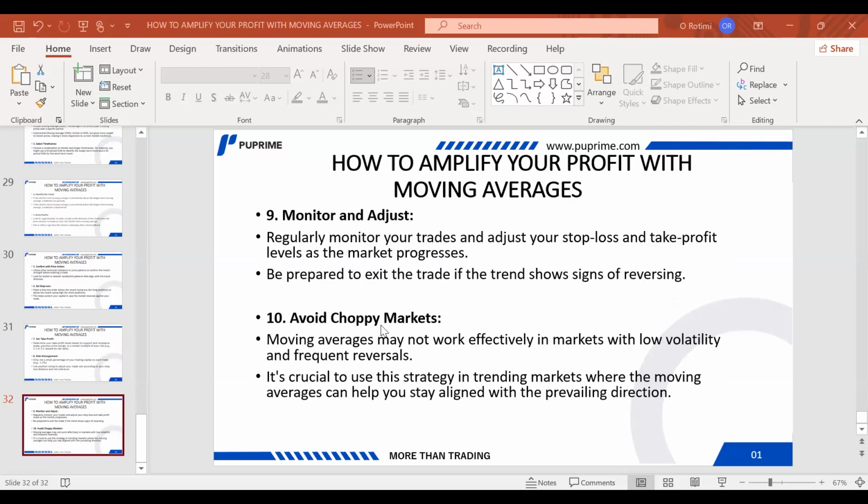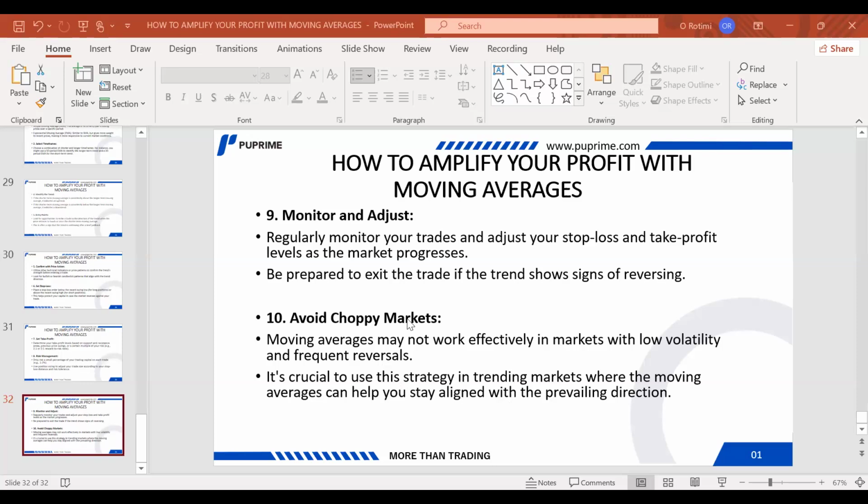Number 10, avoid choppy markets. Moving averages may not work effectively in markets with low volatility and frequent reversals. It's crucial to use this strategy in trending markets where the moving averages can help you stay aligned with the prevailing direction. So it's very clear here that it's to be used in trending markets, not in choppy markets, not in consolidating markets, not in ranging markets. You either use it in an uptrend or in a downtrend when you are certain of a lot of volatility in the market.